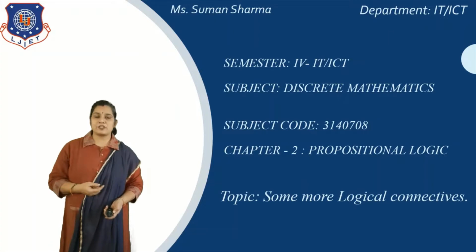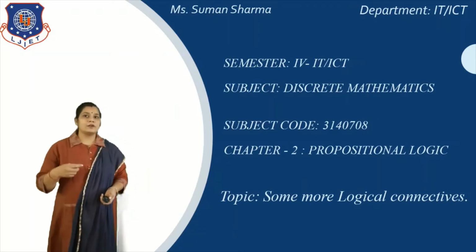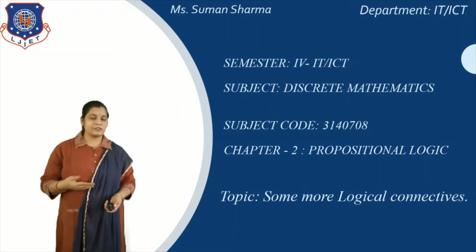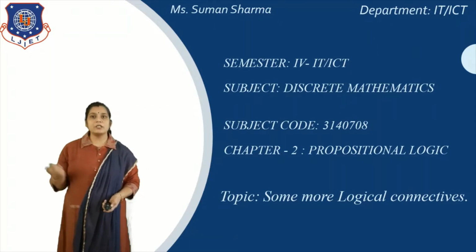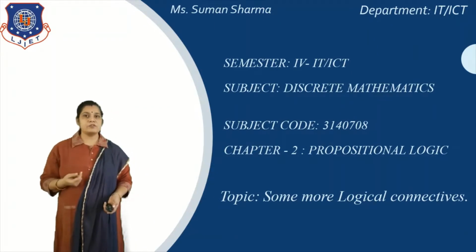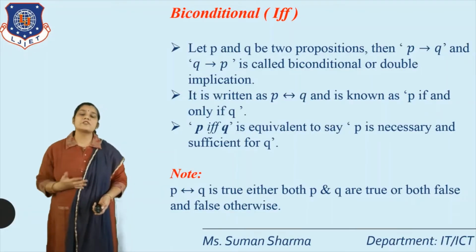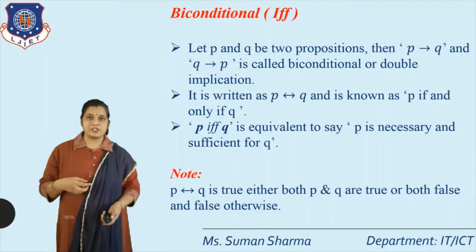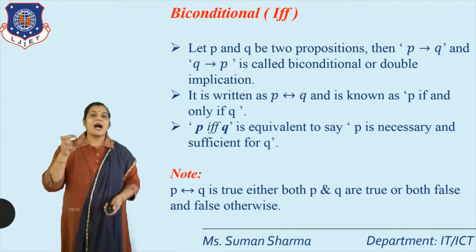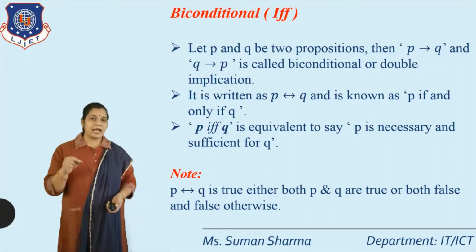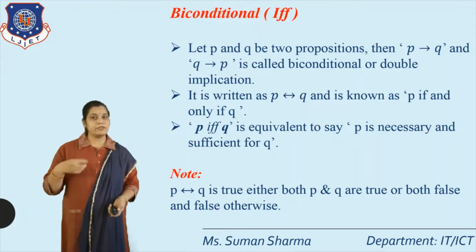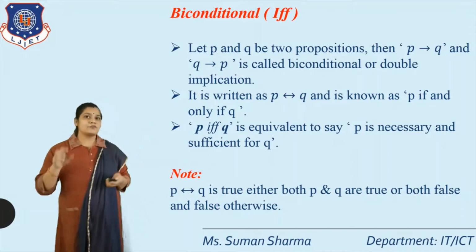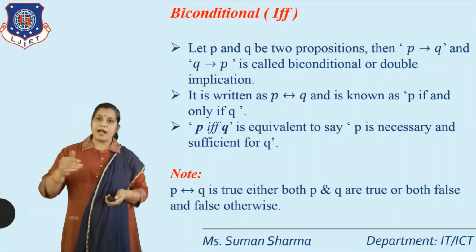In our previous lecture, we have already seen the meaning of the conjunction, the meaning of the disjunction, and the implication, if and then. So next one is the biconditional. Biconditional means IFF, if and only if. So if we use the if and only if, we write here the IFF.